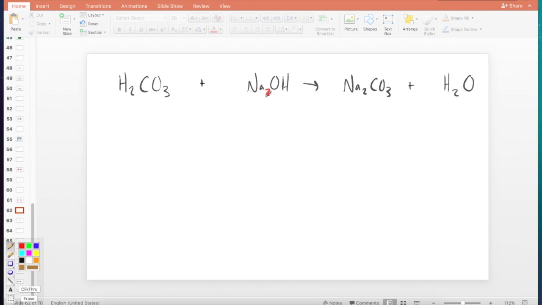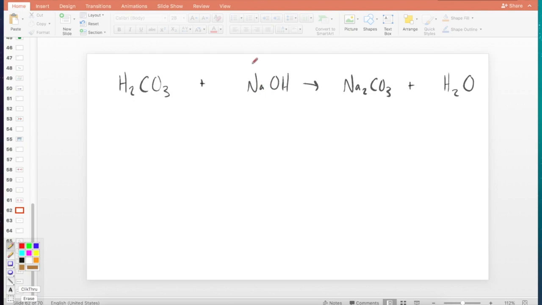I'm not saying that Na2OH reacts. I'm saying NaOH, which is a chemical compound, ionic compound, takes part in the reaction. So I cannot change the subscripts. That is not how we balance chemical equations. By the way, Na2OH does not even exist. So please don't make a fool of yourself and balance chemical equations by changing the subscripts. You do not change subscripts.